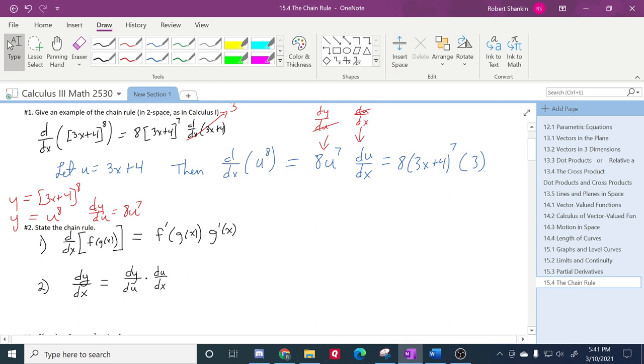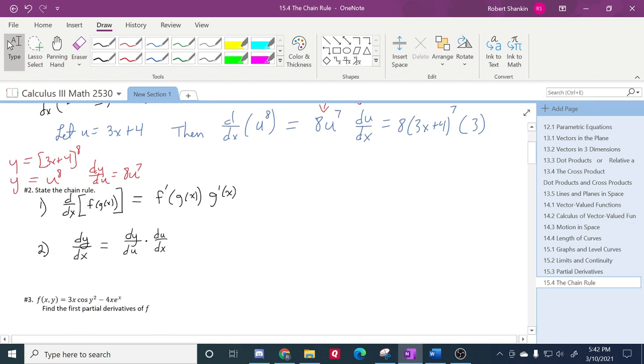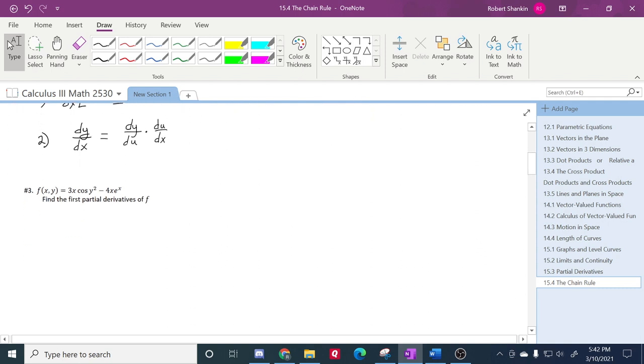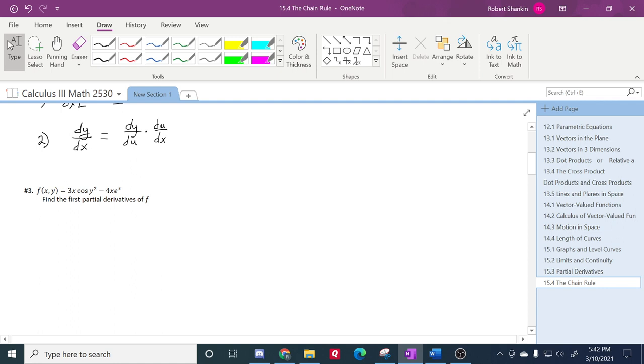Alright, this stuff, today's section is going to be the chain rule. So this is background review knowledge to set up today's section. And this is from yesterday's work. Go ahead and find the first partial derivatives of f.